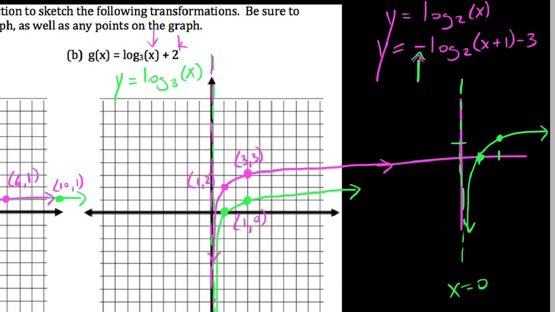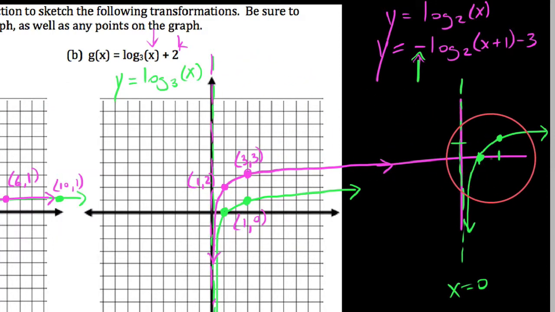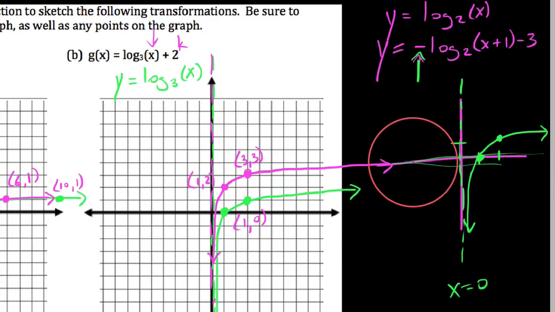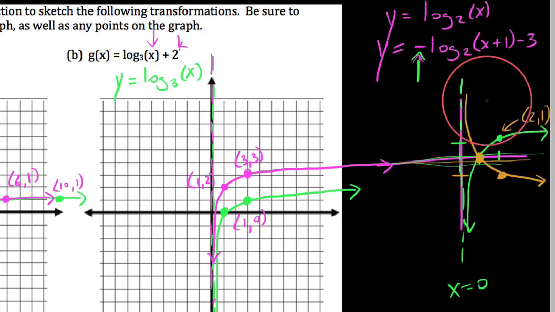I'm going to switch over to an orange on this one. The point (1, 0), if you reflect this about your x-axis right here, would still be at (1, 0). If you reflected this point, which is (2, 1), about the x-axis, it'd be at (2, -1). So it'd be down here. So my parent function, all I've done is I've reflected it over my x-axis.